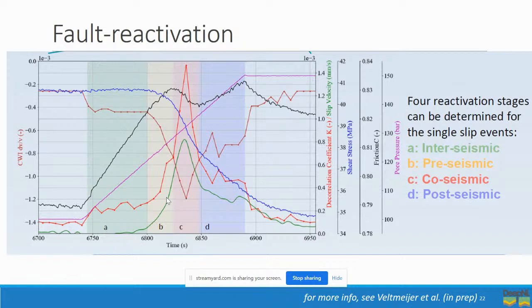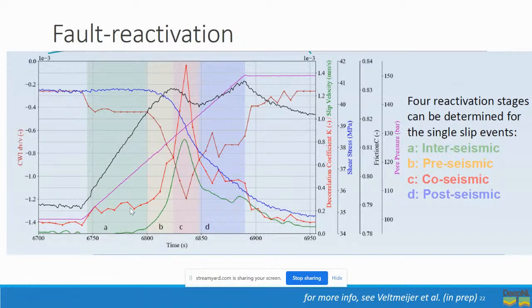And that first moment of the reactivation of the fault is often called the pre-seismic period. And then when you have the real reactivation is the co-seismic period. So you could say if you start to see an increase in the decorrelation coefficient that goes more and more rapid, that's the moment when your sample starts to be very close to failure or very close to fault reactivation. And at the moment you have your main fault reactivation, you have your post-seismic period, then you see your slip velocity go down. At the same time, you see your decorrelation coefficient go down. So it's a really nice one-to-one relation between the two data sets.